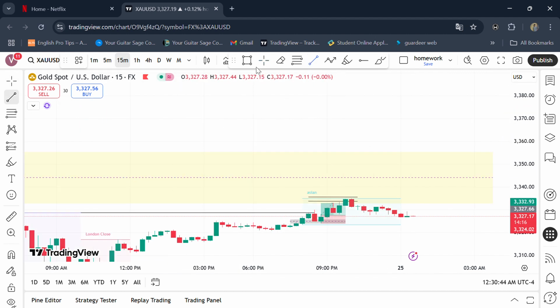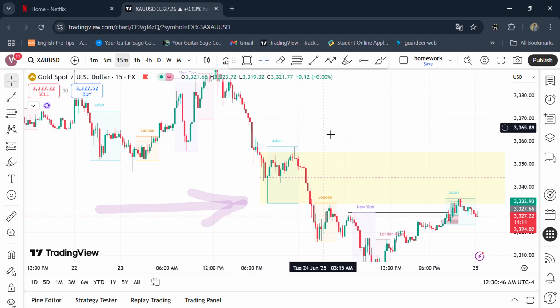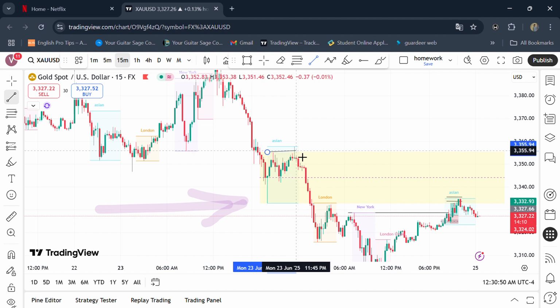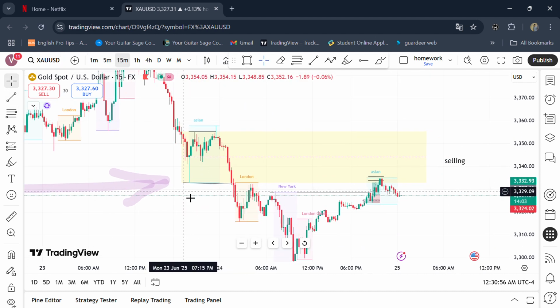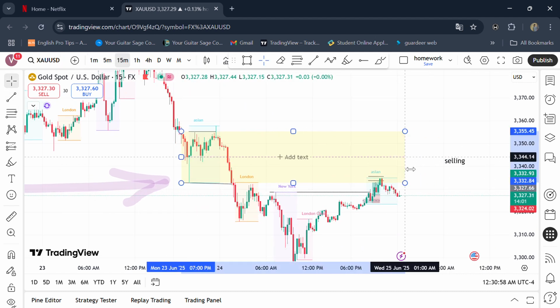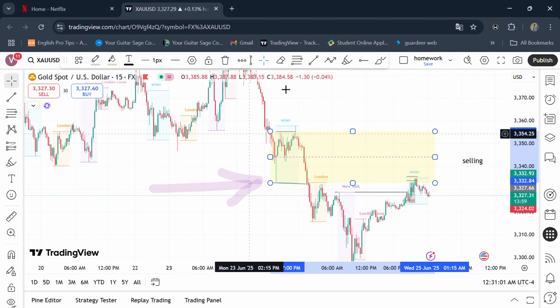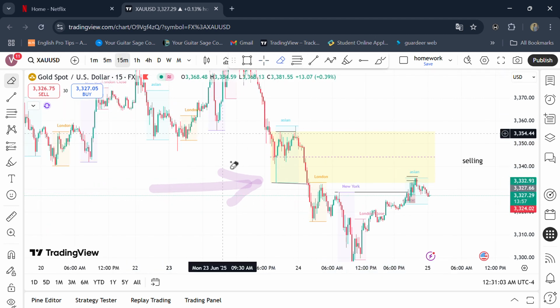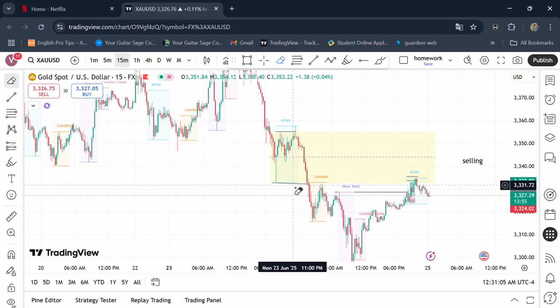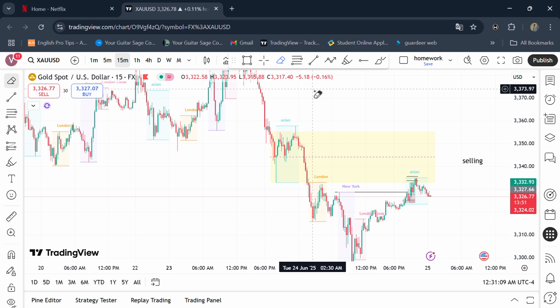On 15 minutes, it will be better. Yeah, this buy side liquidity was taken, and then this sell side liquidity was taken, which then makes this a breaker block. So many proofs for us to go towards sell. Let's see how it goes.